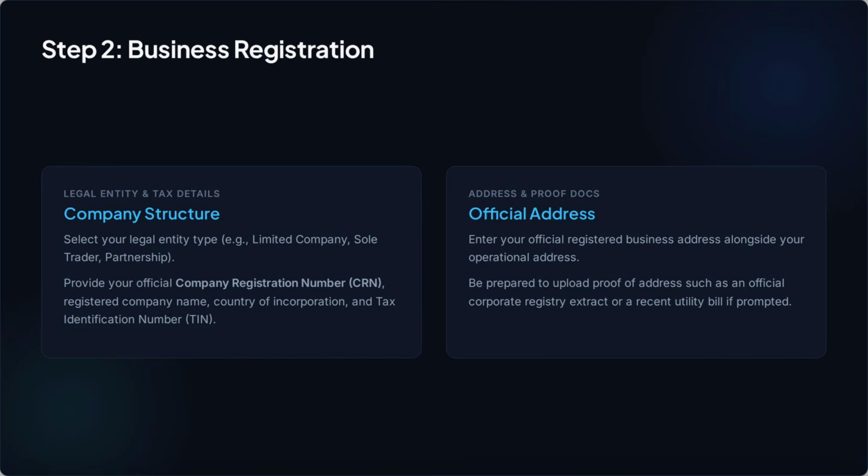For your company structure, you need to select your legal entity type, limited liability company or sole trader or partnership or any of these options. Then of course you want to provide your official company registration number, country of incorporation, and your tax identification number.